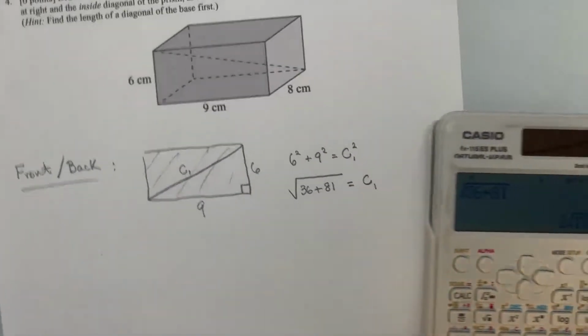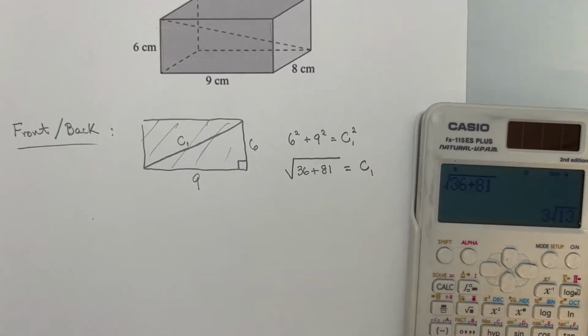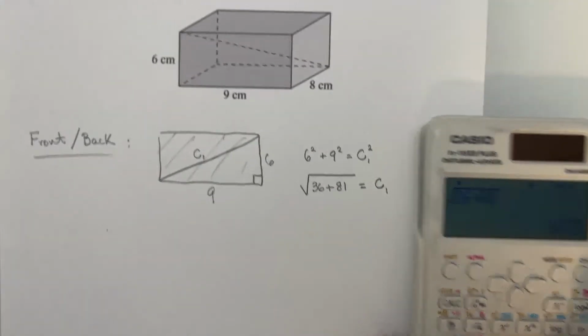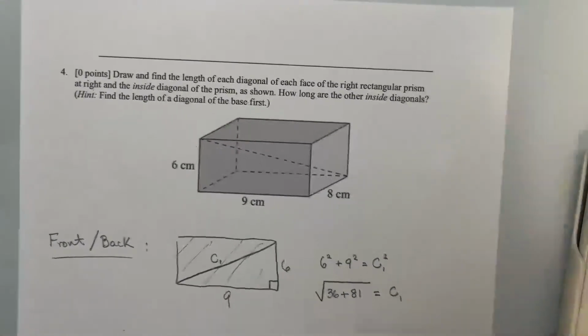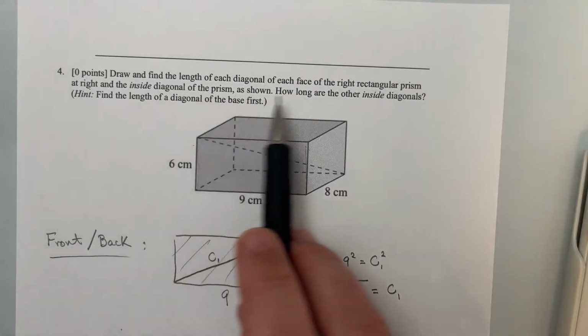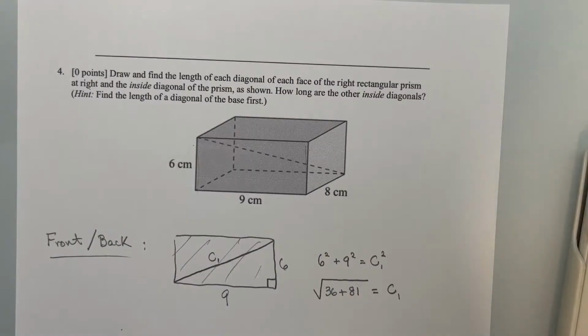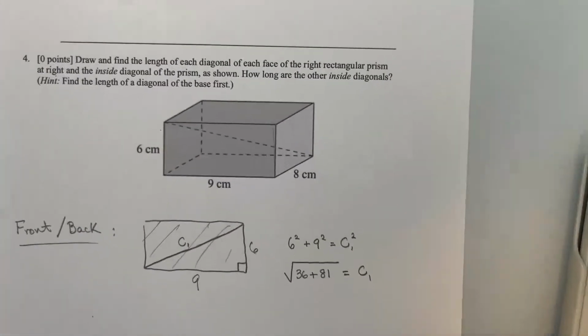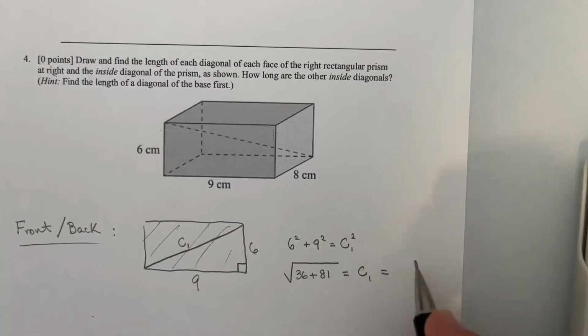So I have this number. And I'm looking at the thing. It says, you know, how long? I'm not seeing anything about rounding. So I would just say, okay, it's this. I have 3 root 13.